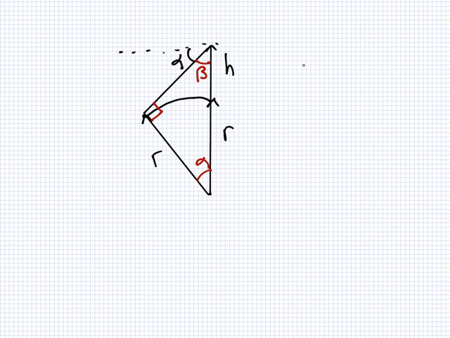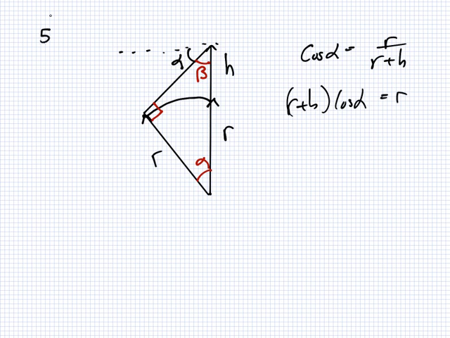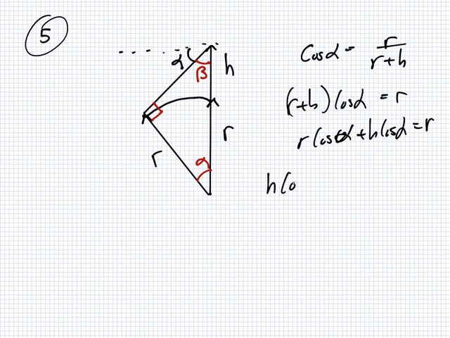So, what else do we know? We can say cos alpha equals R over R plus h. So (R plus h) cos alpha equals R. So R cos alpha plus h cos alpha equals R. So h cos alpha equals R minus R cos alpha, which equals R(1 minus cos alpha).